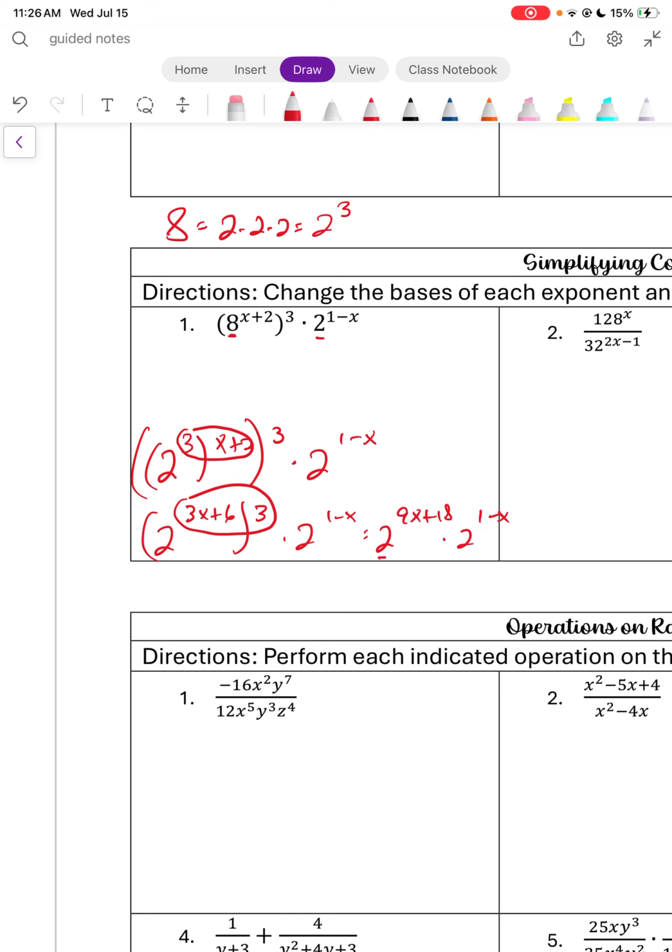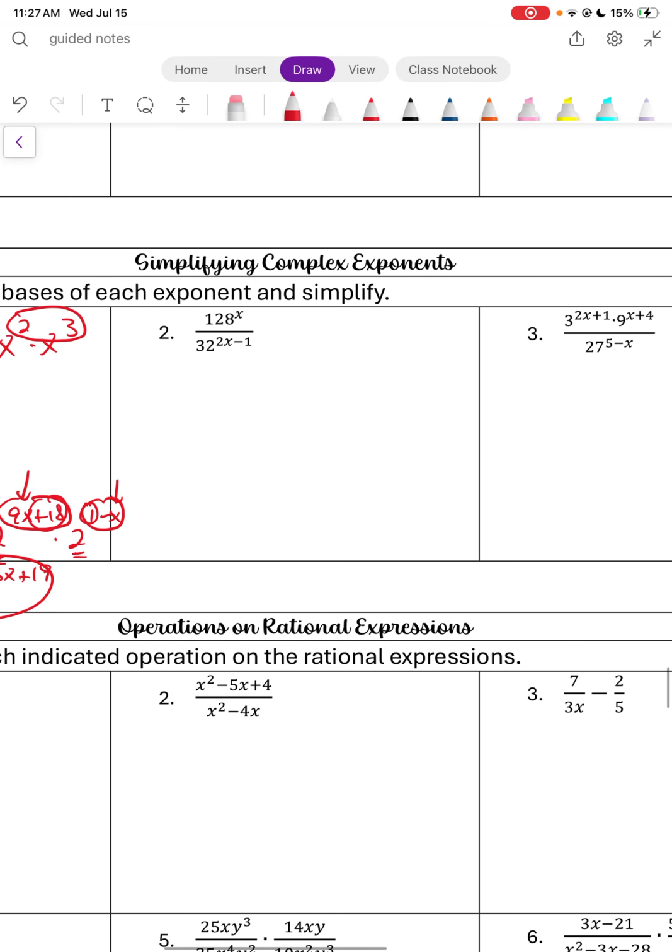Now, what do we do now? Again, we have the same bases now. Quick reminder, if you have x squared times x to the third, think about what you would do with those exponents. You would add them. You're doing the same thing here. In order to combine these, we're now simply adding exponents. So it's going to be 2. We can only add the stuff that are alike. 9x minus x would be 8x. And then the positive 18 and positive 1 gives you a positive 19. Now you combine those.